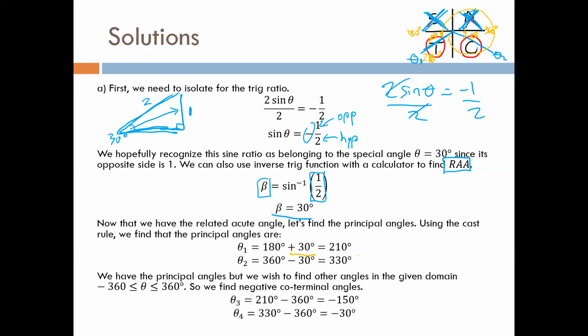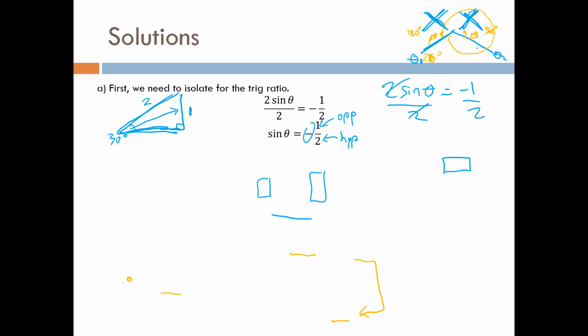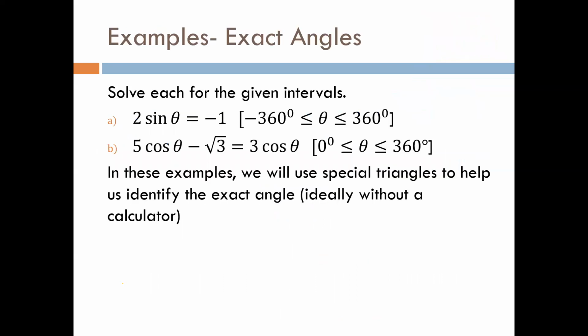And of course, the other angle that I can find is taking 330 degrees minus 360 degrees, and that gives me negative 30 degrees. So there are my four angles within that domain that was given to me of negative 360 degrees and 360 degrees. And I forgot the degree symbol there. I apologize for that. Okay, so I'm hoping this is making some sense so far.